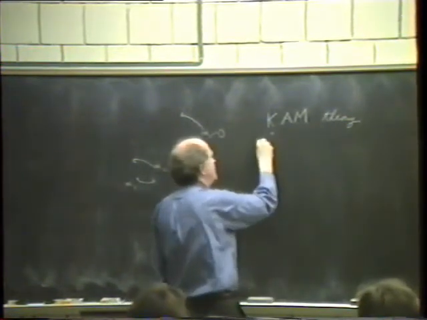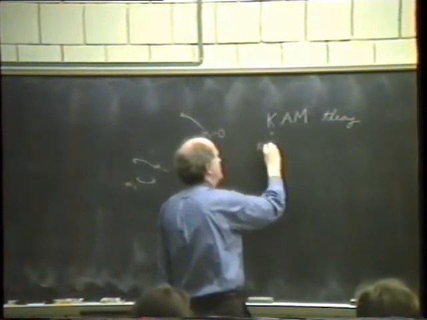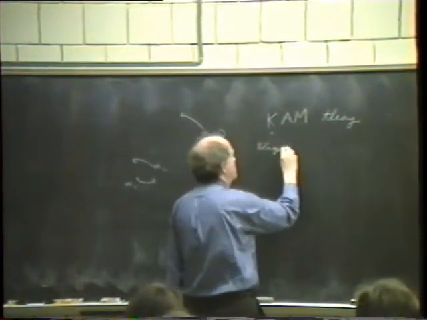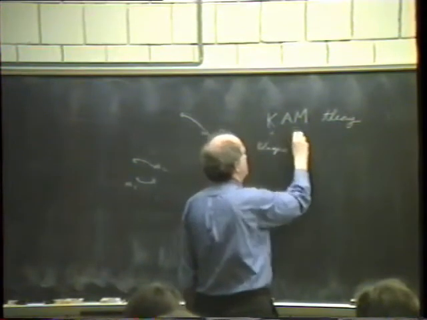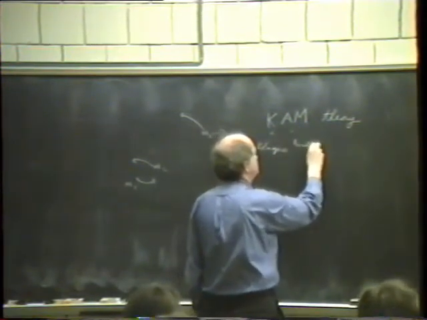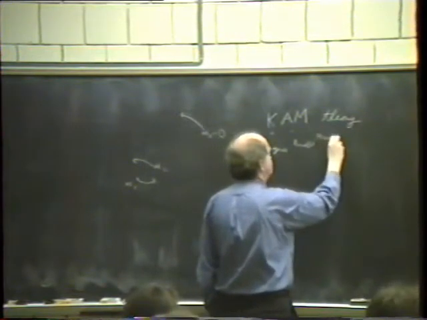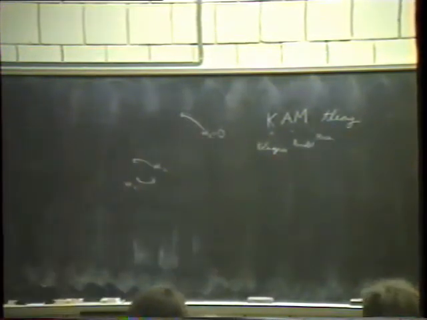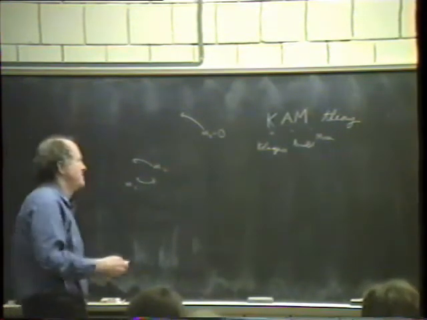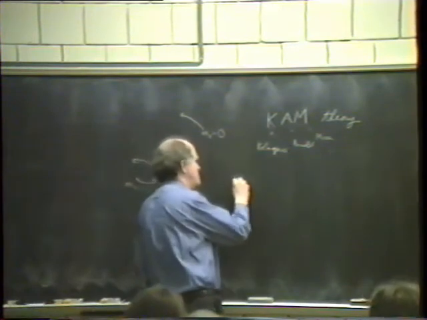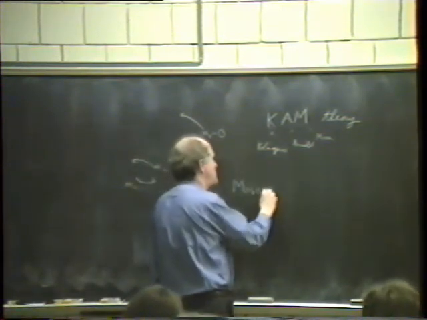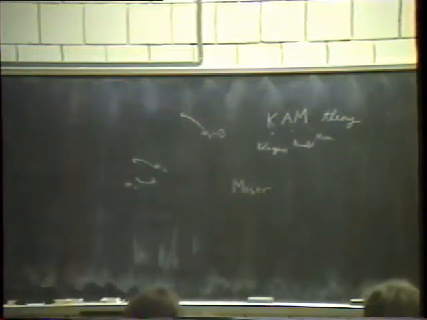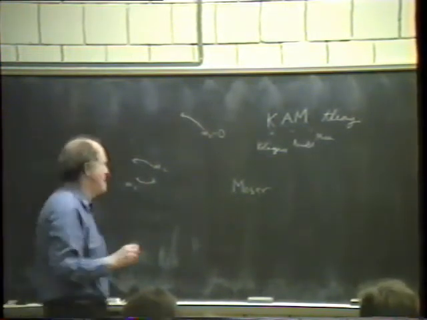This is Kolmogorov, Arnold, and Moser. They obtained all sorts of results, but let me just mention one result which was worked out explicitly by Moser, which is that in the restricted three-body problem, there's an open set of initial conditions for which orbits remain bounded for all time.